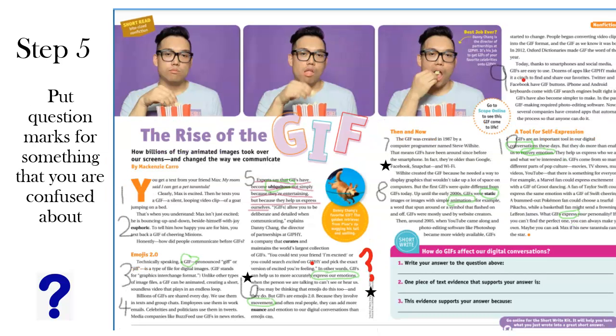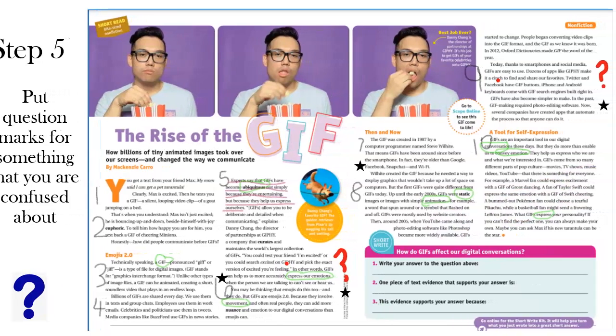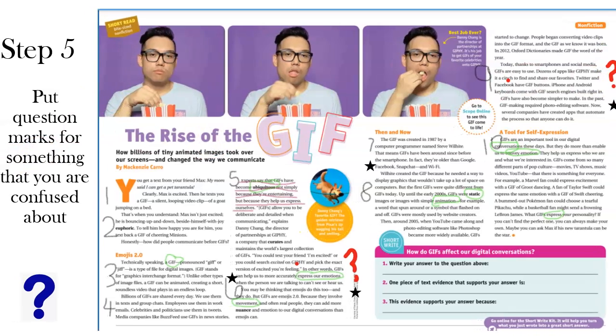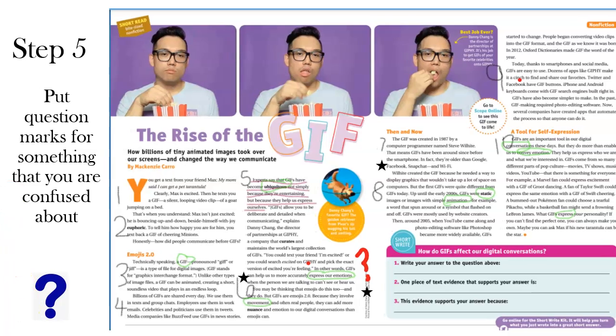Step 5, put question marks for something that you're confused about. So over here I put a question mark, and these are going to be different for everybody because not everybody is going to know, understand the same thing. So we move that over, you can see it. So I don't understand what this is. What is Giphy? So I kind of put a question mark there, and over here I don't really know what the word cinch is. So I put a question mark by that. So those are things I'm kind of confused about. I'm going to find some help about it.